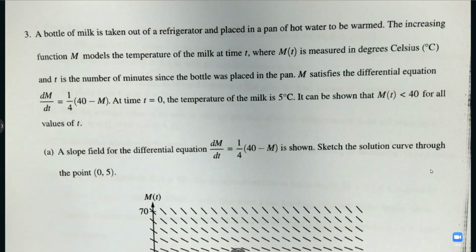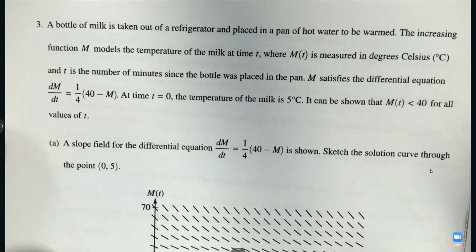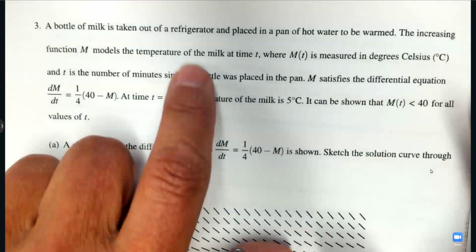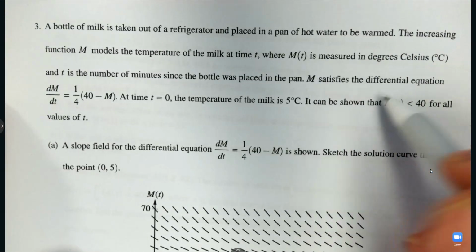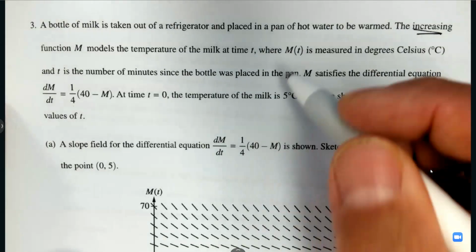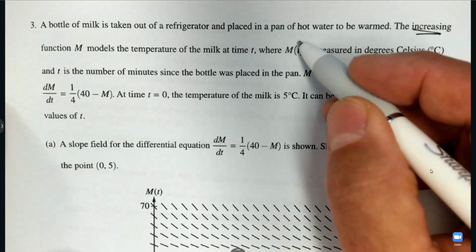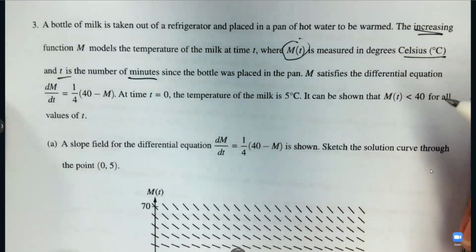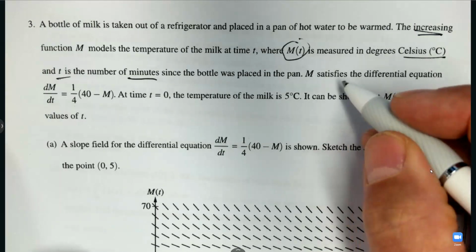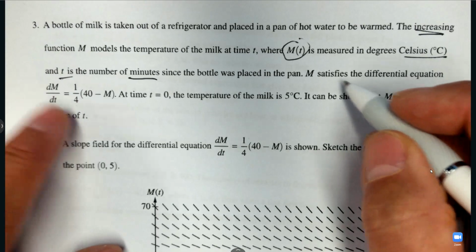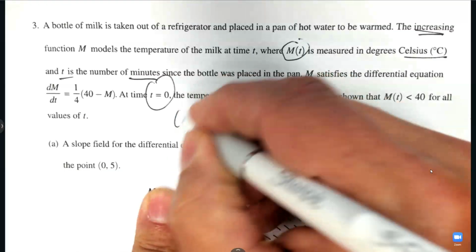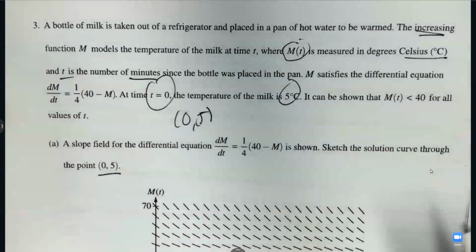All right, here are the solutions to a differential equation question in 2023. A bottle of milk is taken out of the refrigerator and placed in a pan of hot water. The increasing function m models the temperature of milk at time t, where m(t) is in degrees and t is in minutes. M satisfies the differential equation, so the derivative of m is here, which makes it a differential equation. And it says at time 0, the temperature is 5. So we have a point (0, 5), which is also explained here.